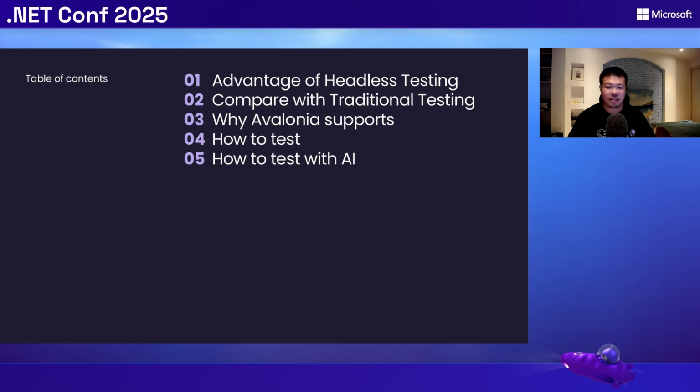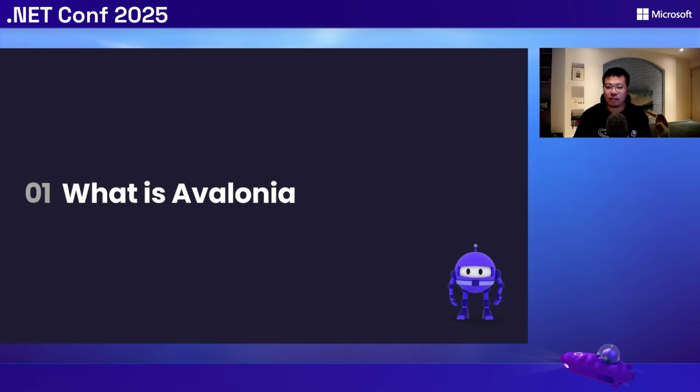And today, my topic is about headless testing for Avalonia application. I will explain the advantages of headless testing, the issues it addresses compared to traditional UI frameworks and the traditional UI automated testing, and why Avalonia supports headless testing, and how we can utilize AI toolings to build and test your application. So before that, we need to understand what is Avalonia.